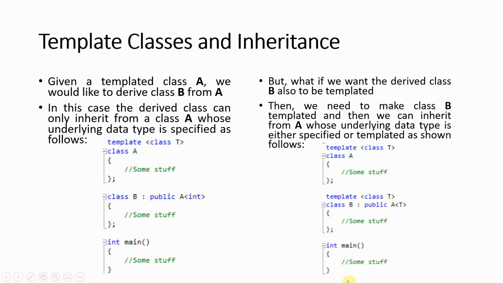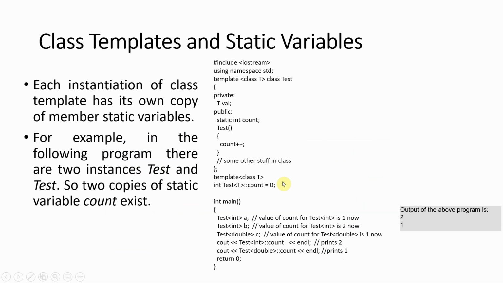However, in the other example, B itself is a template class. It's derived from A, but T is still T. We didn't specify the parameter type, the data type. So here B, derived from A, is itself a template class. You can have both of these depending on your application.